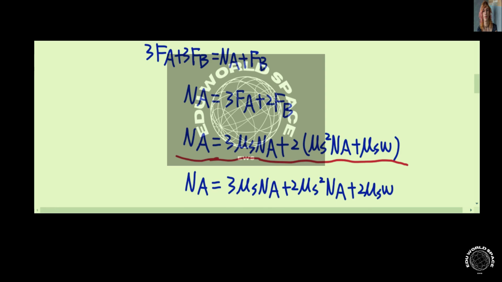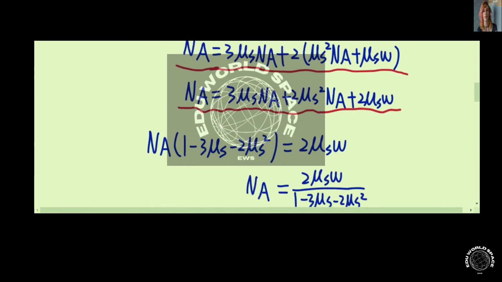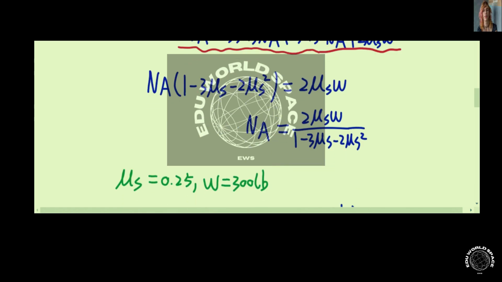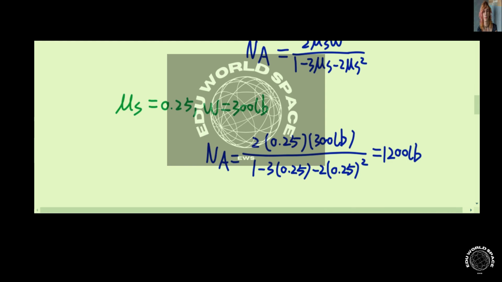So now, if we do some arrangement here, we have Na is equal to 3 mu s Na plus 2 mu s squared Na plus 2 mu s W. So eventually, we'll have Na is equal to 2 mu s W over (1 minus 3 mu s minus 2 mu s squared). We know the coefficient of static friction is 0.25, and the weight is 300 pounds. If we plug back into the equation with these values, we'll have the normal force at point A is equal to 1,200 pounds.